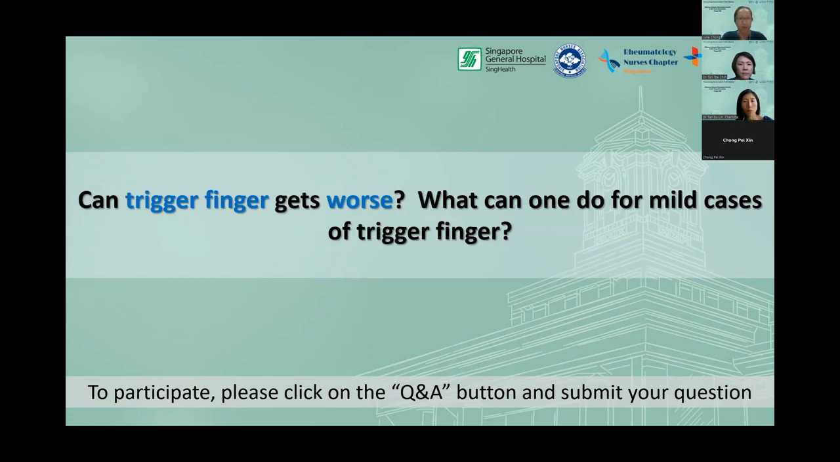So in answer to this, can trigger finger get worse? Actually, yes, they can, like what Dr. Charlotte mentioned earlier on as well. If you can identify the triggers that are causing the pain and causing the clicking to worsen, it would be good if we can avoid certain things that cause it to worsen.